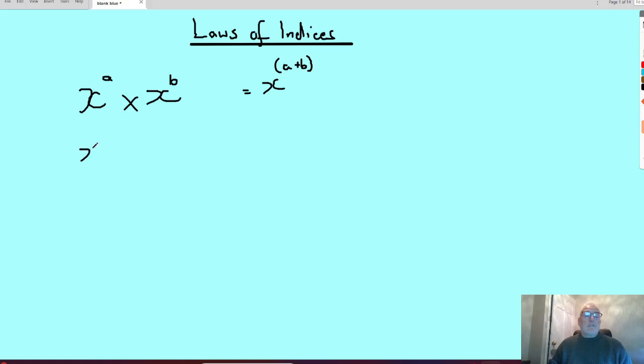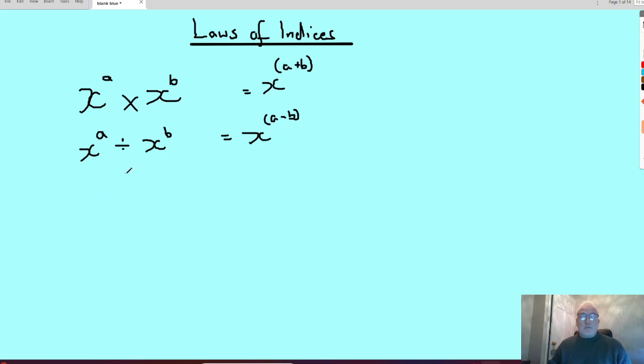If we have a base number raised to a power and we divide the same base number raised to a different power, same principle, we've got the same base number, but this time instead of adding we subtract them.